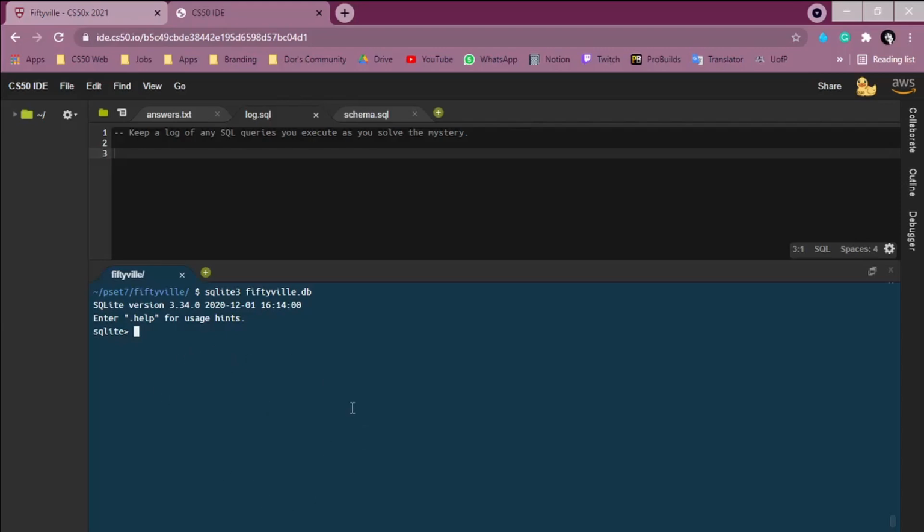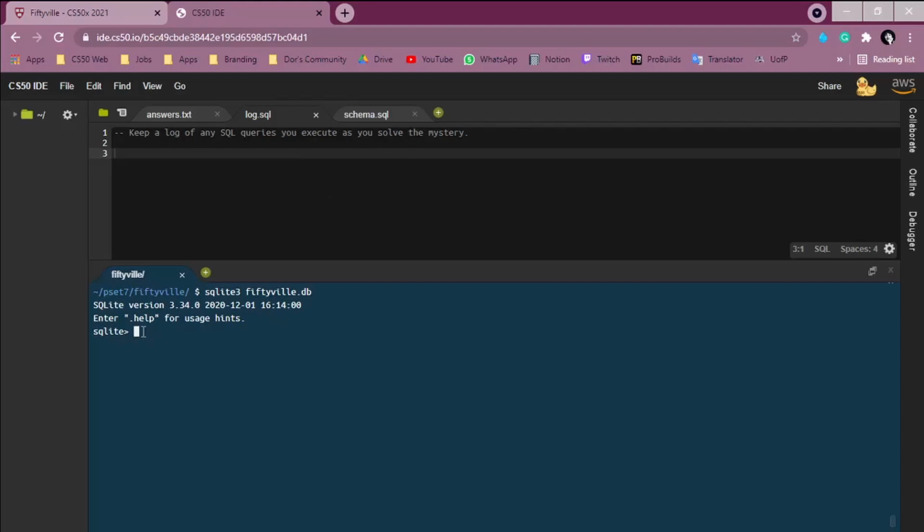So since this problem is kind of complicated, we're going to do it step by step, okay? So we're always going to check the information here and then we're going to pass to this log.sql, where we're going to keep a log of any SQL queries you execute as you solve the mystery, okay?